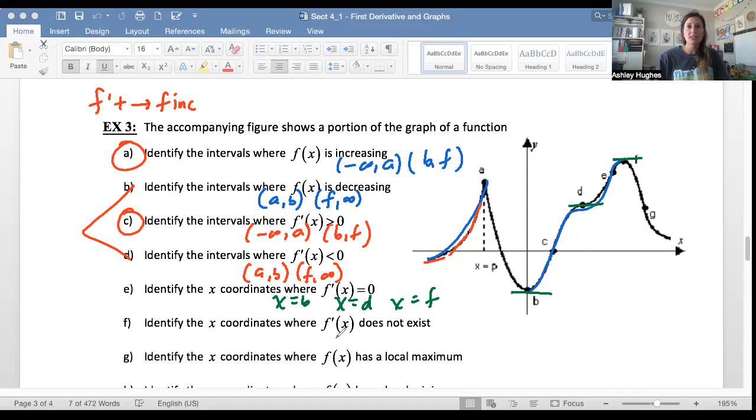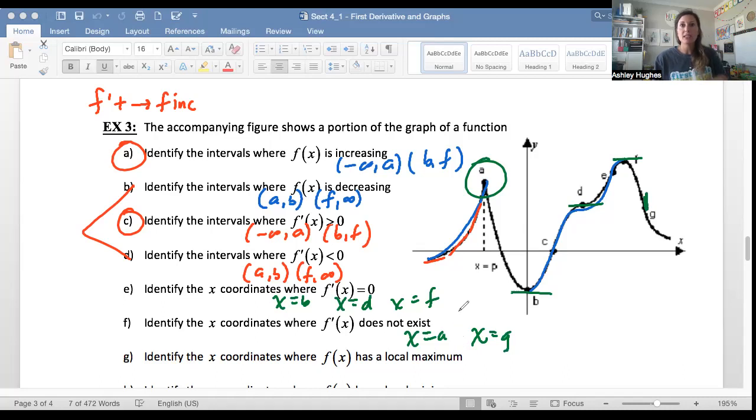Where does f prime not exist? Now it's going to be at vertical tangent lines or sharp turns. So we have x equals a, and then I think that g is supposed to be a vertical tangent line.